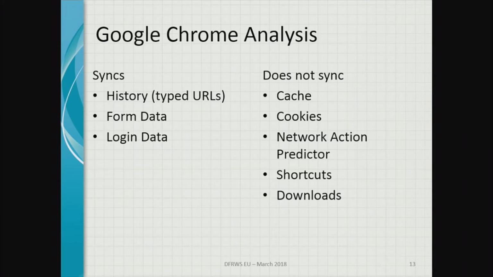So in the case of Google Chrome, I did the research, and as many probably in this room know, Google Chrome uses SQLite databases for its backend for all of its artifacts. The artifacts that I found that synced were the history, but only the typed URLs. Other activity in there would not sync unless there was an equivalent typed URL to it. Form data would sync, login data would sync. What doesn't sync is your cache, your cookies, your network action predictor, shortcuts, downloads. Those are all things in Chrome that don't sync.